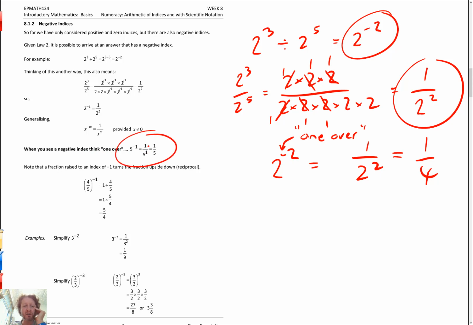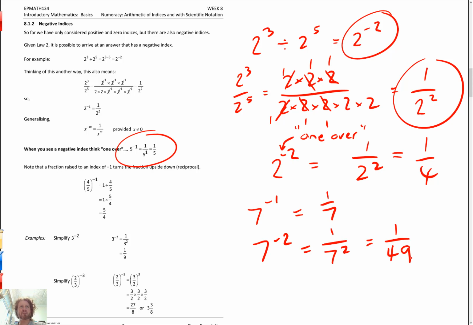5 to the minus 1 is a 1 over 5 to the 1. And we said before, 5 to the 1 was just writing down a 5, so it's a fifth. So, okay, just 1 over. What's 7 to the minus 1? It's 1 on 7. What's 7 to the minus 2? Well, the minus means 1 over, and the 2 still means squared, and 7 squared is 49.